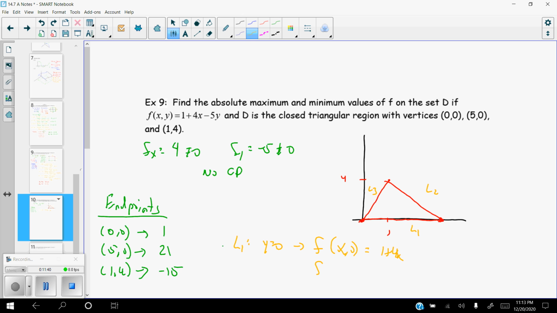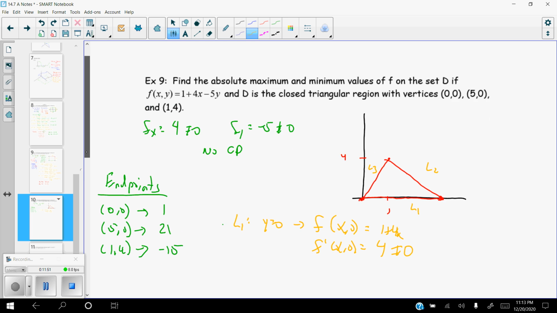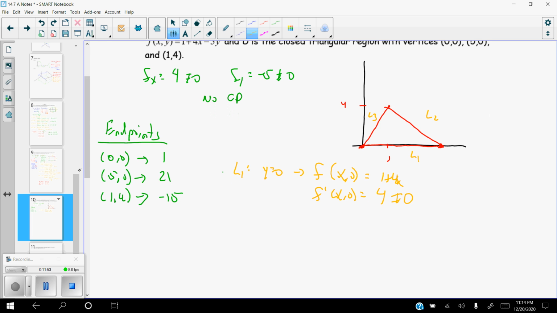If I take the derivative of that, we get 4. Well, that can never equal 0. So there's no critical values along that line. Let's do the second line.